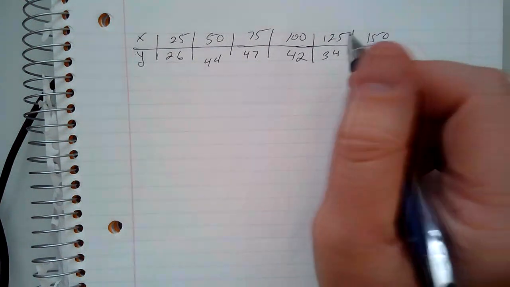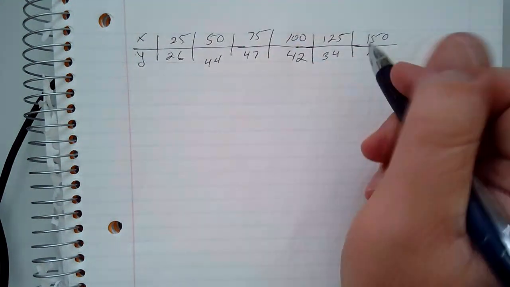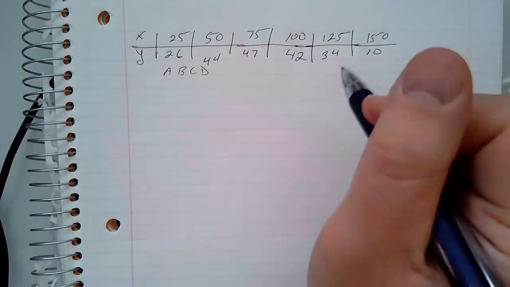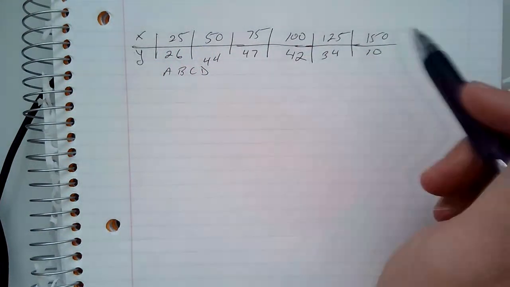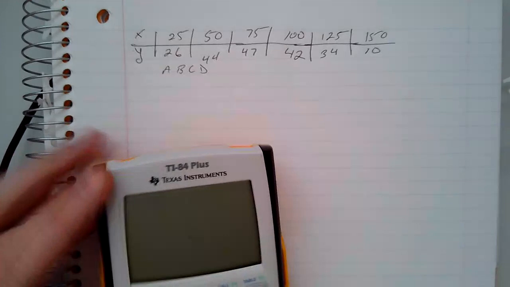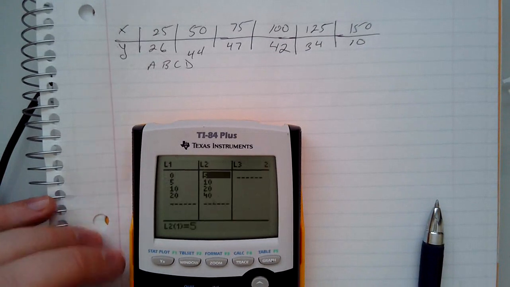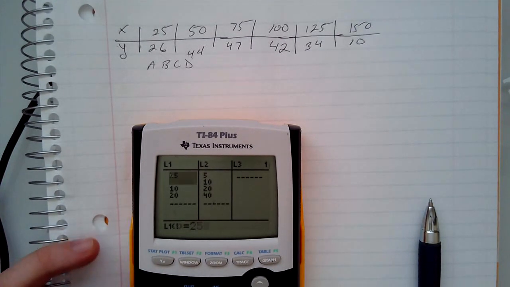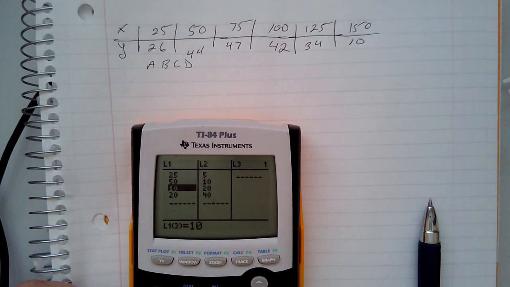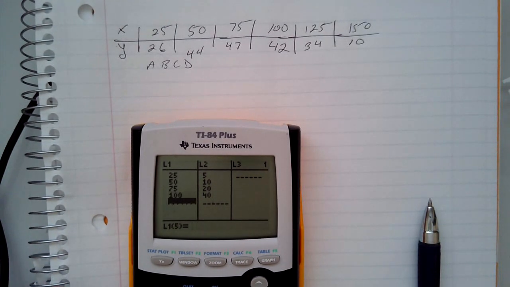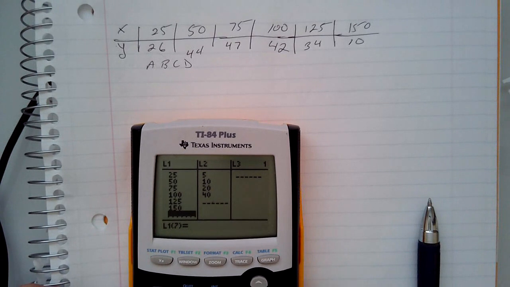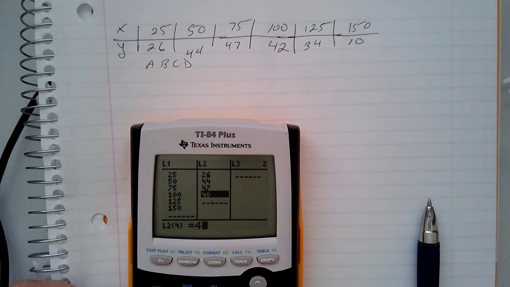Okay. So we are to find out which of the following, A, B, C, or D, has the best equation for this data. So let's do it. We're going to go to edit and input all this data: 25, 50, 75, 100, 125, and 150. All right, 26, 44, 47, 42, 34, and 10.